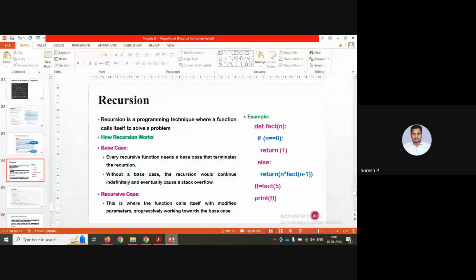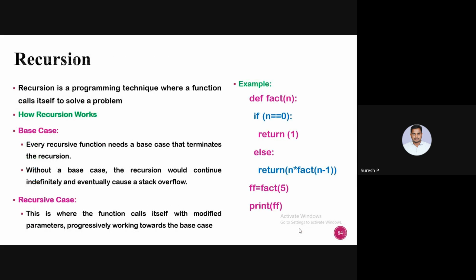So now let's start another topic, that is recursion. This is another important algorithmic strategy or problem solving strategy. This is one of the programming techniques where a function will call the same function to solve a problem. So that is called recursion. If a function is calling the same function, then it is called a recursive function.